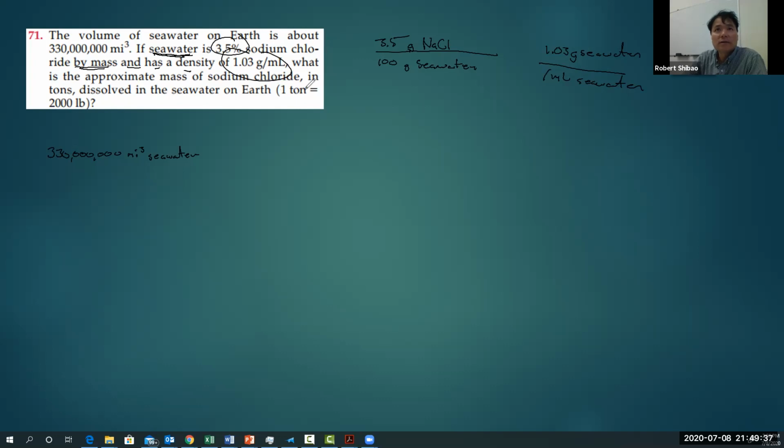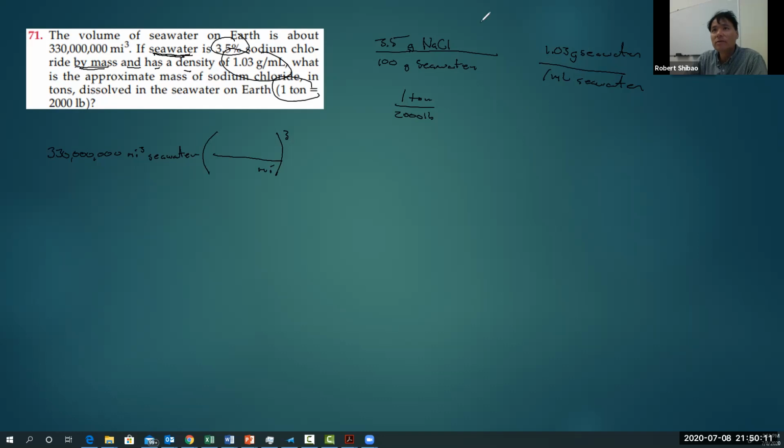What else do they give us? They give us 1 ton is equal to 2,000 pounds. This is generic. This works for anything. So 1 ton is 2,000 pounds. And that's it. These are the things I have to work with, plus whatever else I have. What I need to do is get rid of miles cubed. I don't know anything with miles cubed, so I'm going to have to cube the whole thing to get rid of miles cubed of seawater.